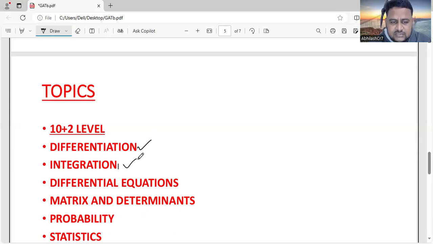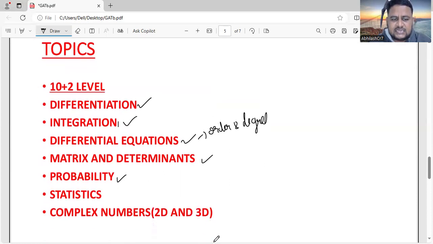Next is differential equation. Here they are asking direct questions based on order and degree. Next is matrices and determinants. This is also a very simple chapter. Next is probability. Next is statistics. In statistics, they are asking questions based on mean, median, and mode. And sometimes they've asked based on standard deviation. Statistics is also a very important chapter.